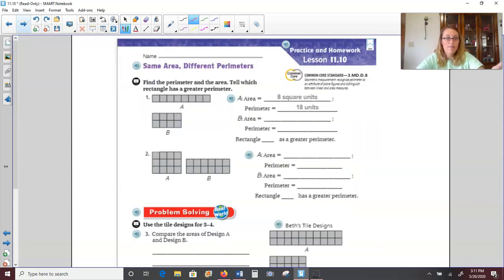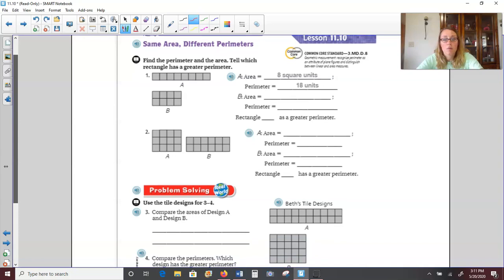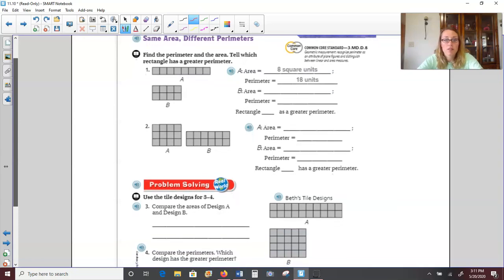All right, our favorite time of the lesson here, the practice and homework. I like to call it my home stretch. Let's get it done. Number 1 has been partially done for us. We need to finish it off by finding the area and perimeter of rectangle B and finding which rectangle has the greatest perimeter. I already know that it's going to be rectangle A because of what we've learned in this lesson. Rectangle A has 2 sides that measure 1 unit, and it's a very long, skinny rectangle.